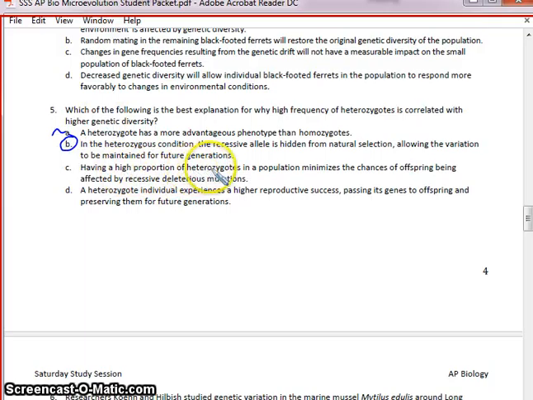Having a high proportion of heterozygotes minimizes the chances of offspring being affected by recessive deleterious mutation. Not necessarily. And then the last one on here says heterozygote individuals experience a higher reproductive success, passing their genes to offspring and preserving them for future generations. It doesn't necessarily mean they're going to have a higher reproductive success. So I'm going to get rid of that one. These were a tough choice, but I'm going to stay with number 5 for this one.